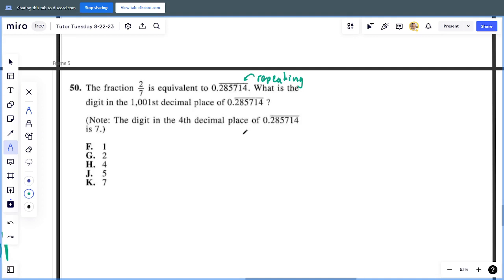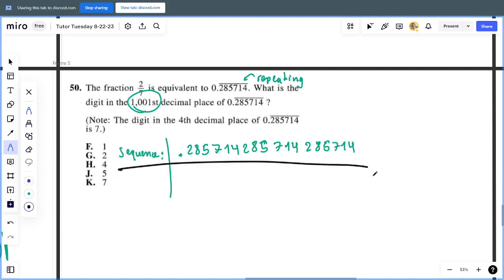I don't know, how would you guys approach this? You could start writing out 0.285714, 285714, 285714, and you could actually count out to the 1001st place, but that would probably take a really long time. So what I would suggest you guys do is look for patterns. So in green here I have the actual sequence.